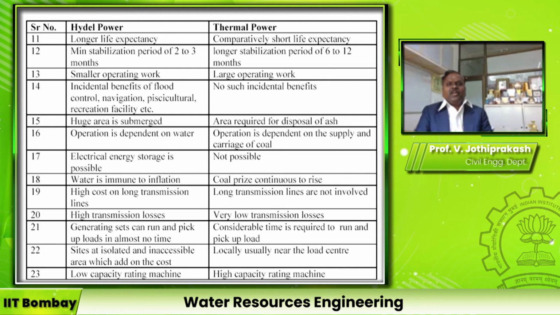But in thermal power plants, once it is generated, it has to be led to other places. Water is immune to inflation, whereas coal price continues to rise. Hydropower involves high cost long transmission lines, whereas in thermal, long transmission lines are not involved because you can generate the thermal power very adjacent to a city. High transmission loss is one of the drawbacks of hydropower plants, but in thermal power plants the transmission loss is very less. So we have a lot of advantages and disadvantages of hydroelectric power plants over thermal power plants.